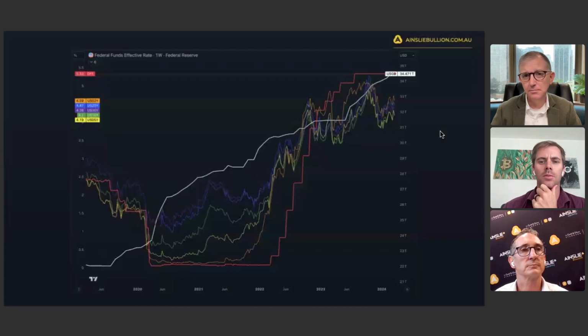I've changed my thoughts a little bit on it. I think the real risk is if we get another bout of inflation, that's really going to hammer the bond market. If we get another bout of inflation, we're going to see bonds get absolutely hammered.